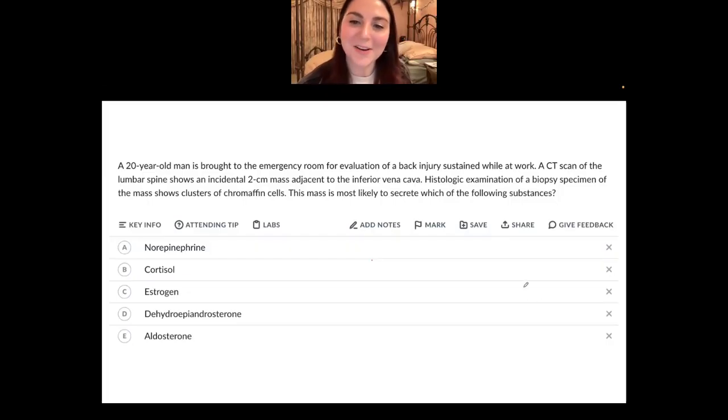All right, cool. So everyone that sent to me, awesome. You all got it right. This is norepinephrine. So this one's actually correct. This one's actually A. So we talked about clusters of chromaffin cells. That's going to be in the adrenal medulla. Remember, they secrete epinephrine and norepinephrine.